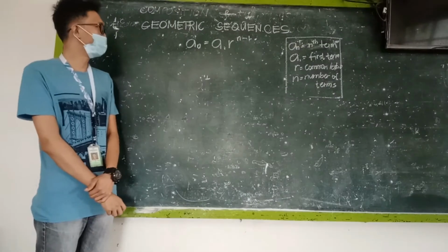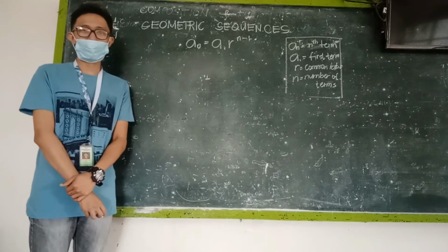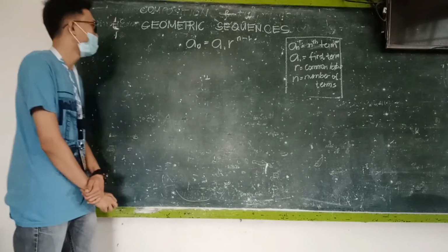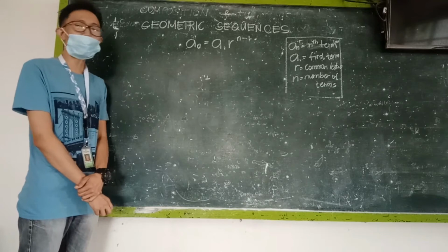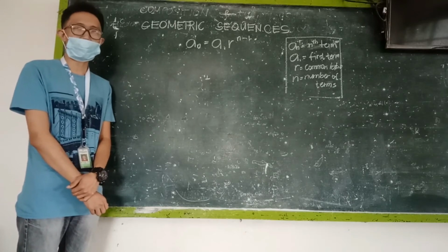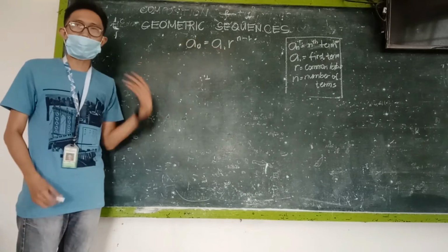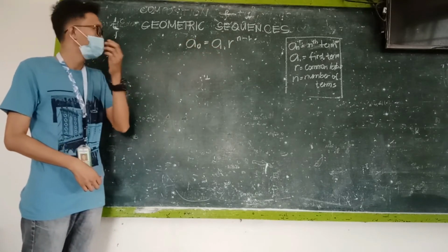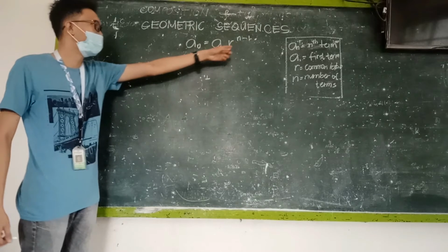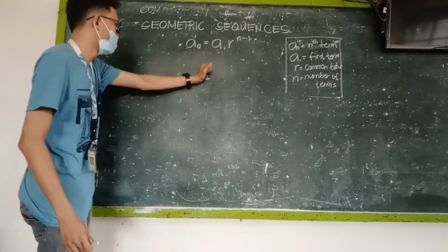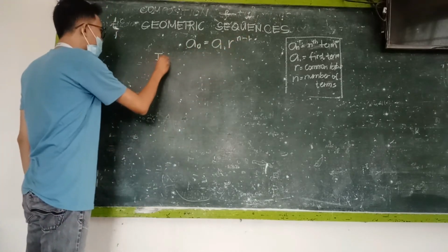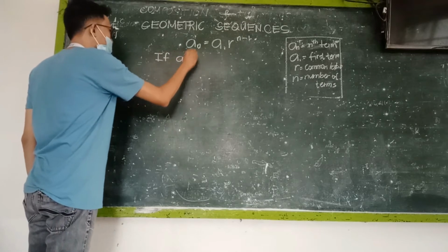So we have here the formula in getting the nth term of a geometric sequence. We have a sub n is equal to a sub 1 times r to the power of n minus 1. So from this formula, magdaderive tayo ng mga formulas if the missing is a sub 1, r, and n. So pagsisimula tayo if a sub 1 is missing.